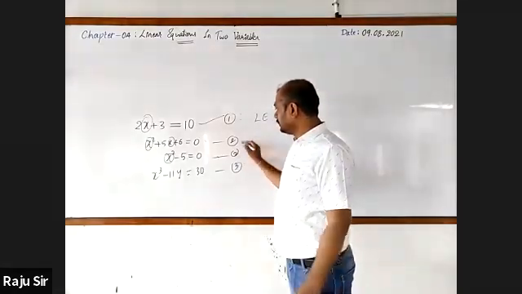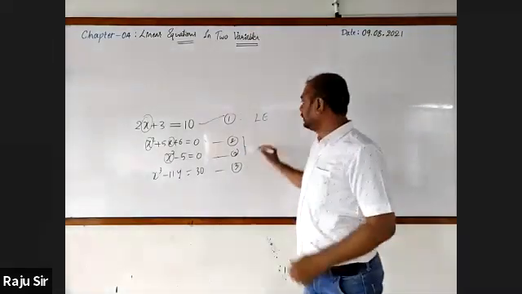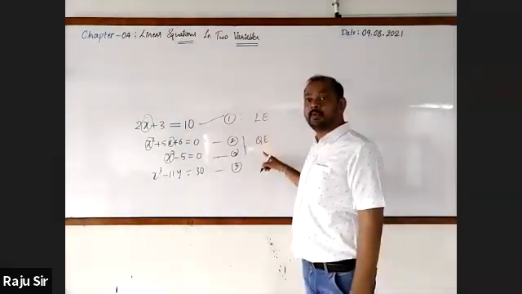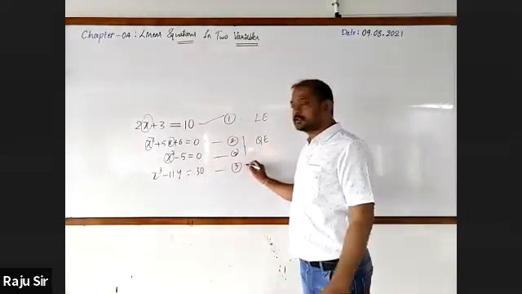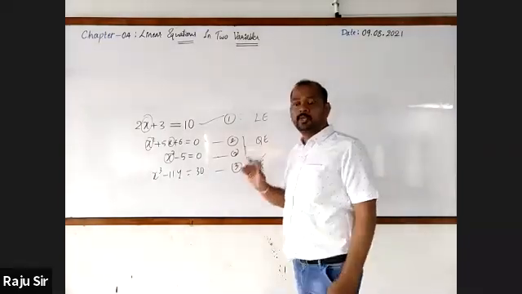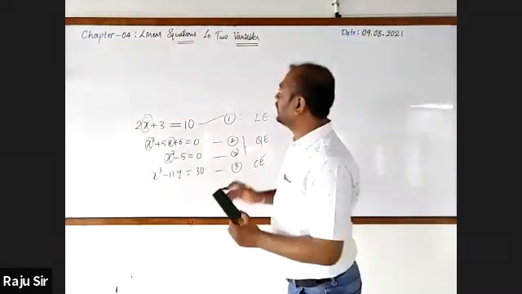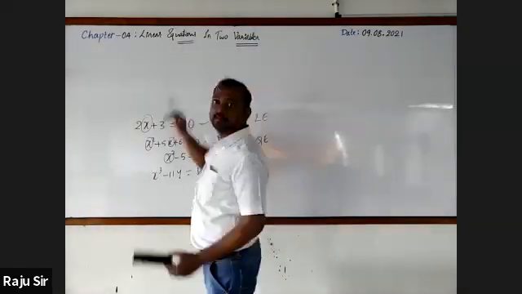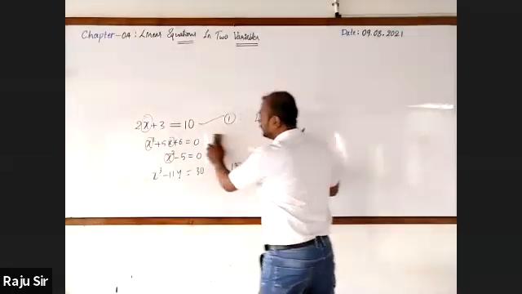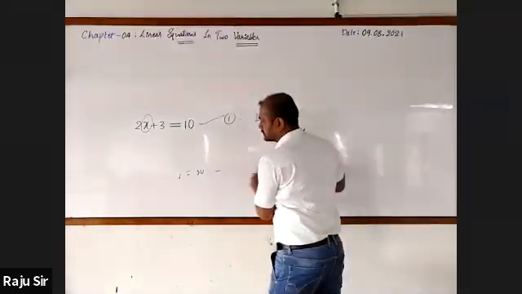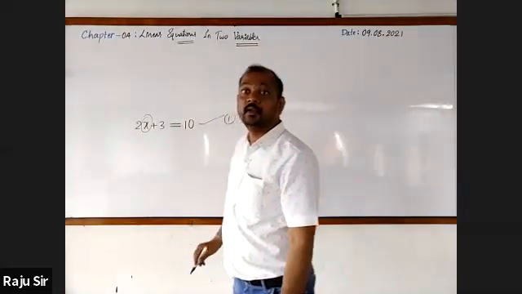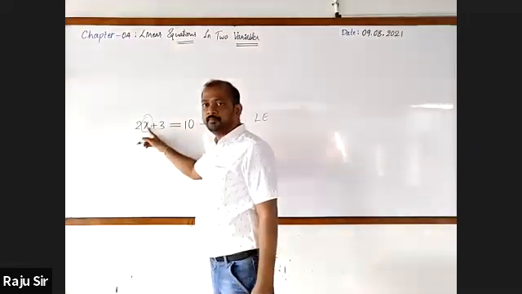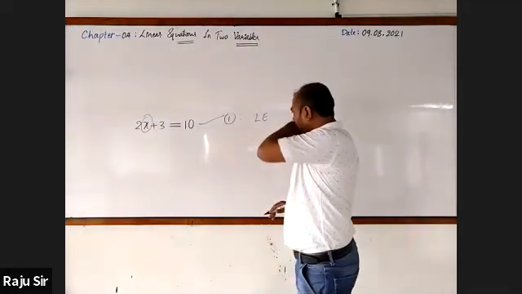Here, these two are quadratic. It is called a quadratic equation. An equation of degree 3 is a cubic equation. But we are going to focus on linear equations. An equation of degree 1 is called a linear equation.